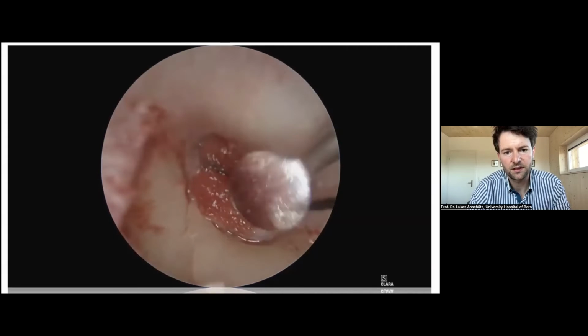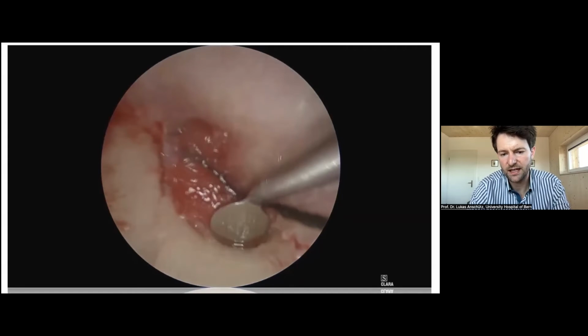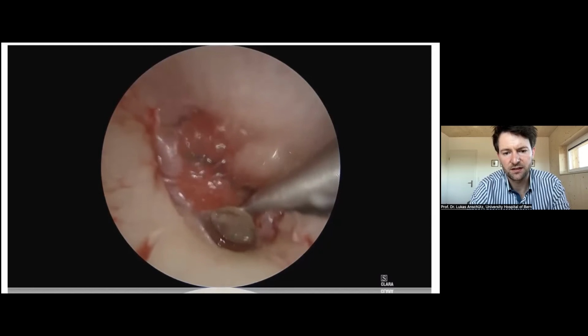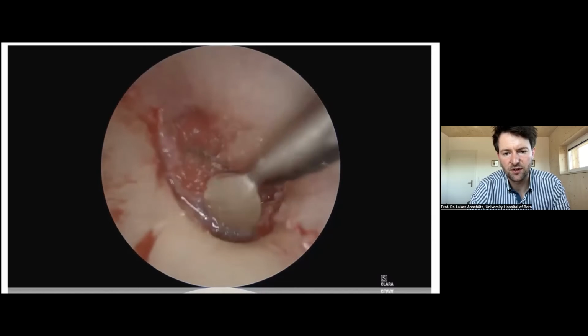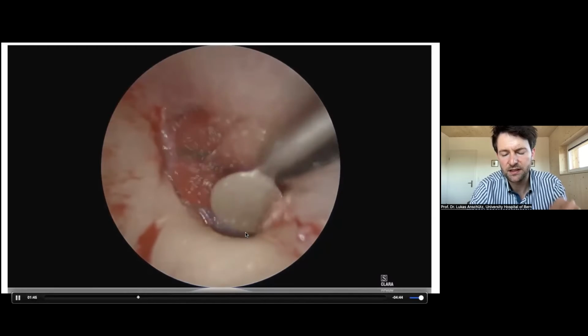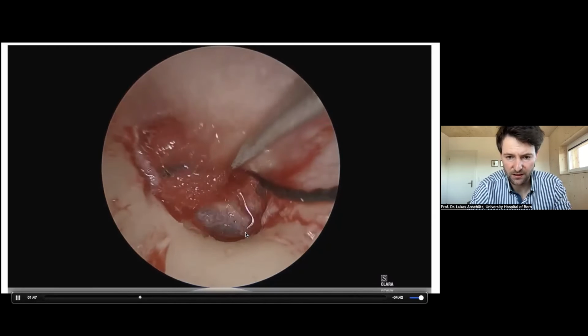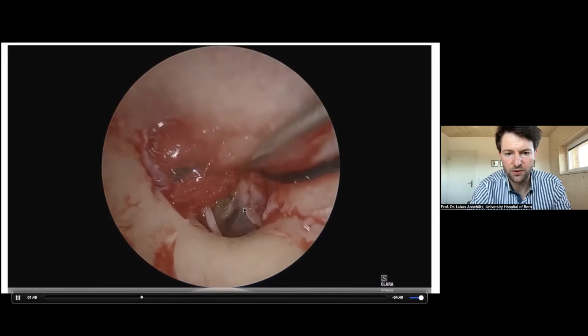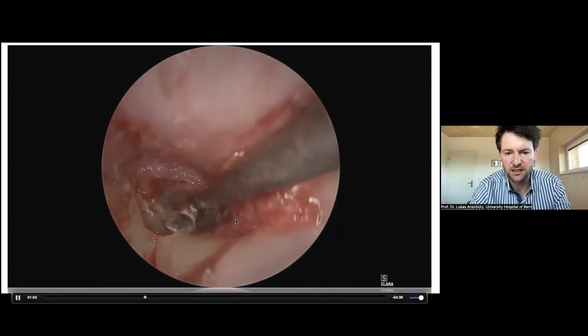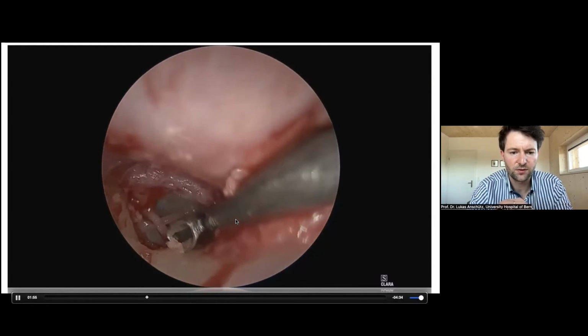You can see here in a very good way. I like so much this part of the surgery when we enter the middle ear. I think it's very beautiful. You can see the mucosa of the middle ear here is very thin, and we can open it up. You can already see the chorda tympani, and we can see here the round window.